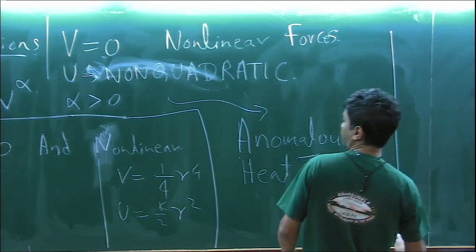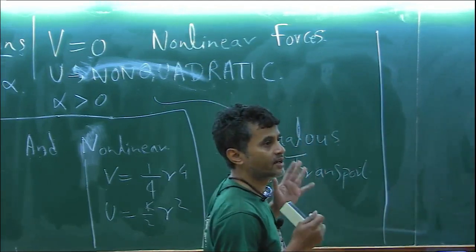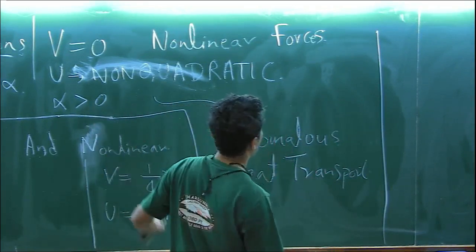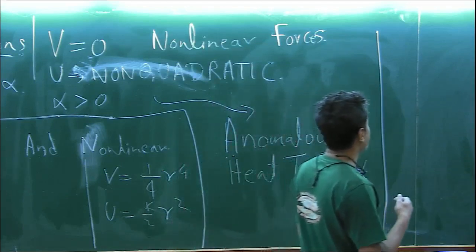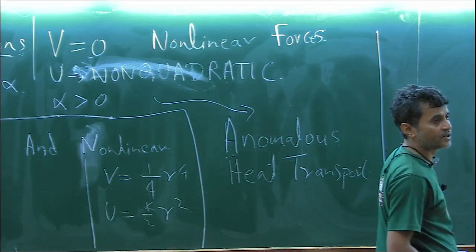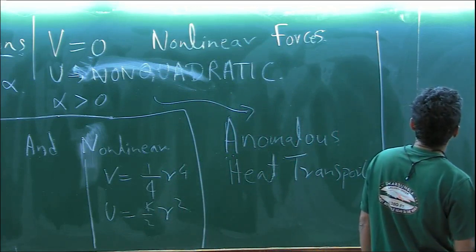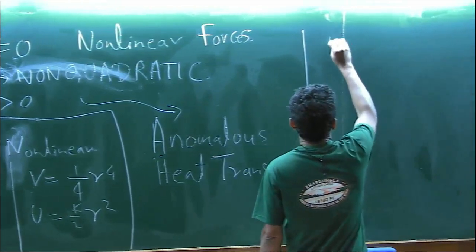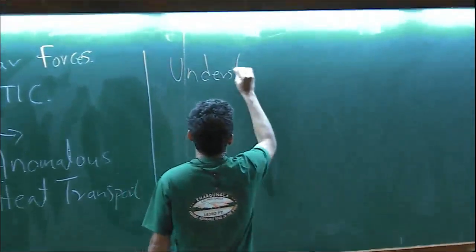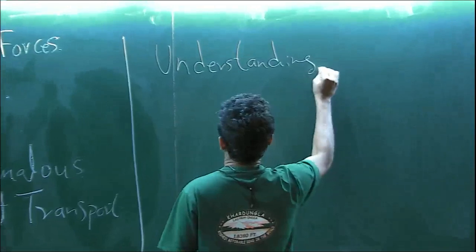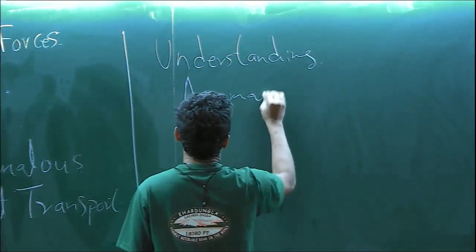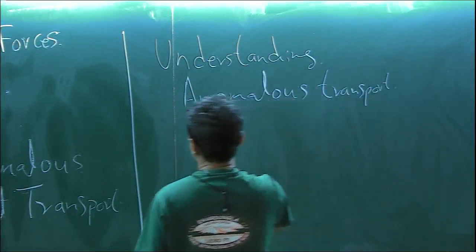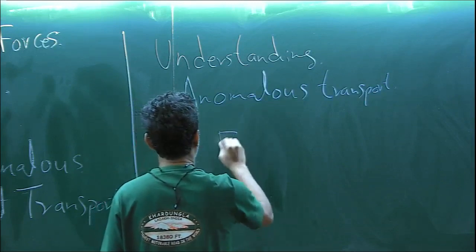Right now I'm just giving you an overview, and then I'll go through the various parts in more detail. So this anomalous heat transport in anharmonic systems, how do you understand it? There are two different ways in which some understanding has been achieved, and I'm going to talk about this in the next few lectures. The first approach is using something called fluctuating hydrodynamics.